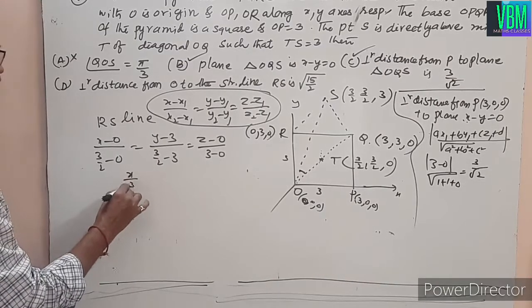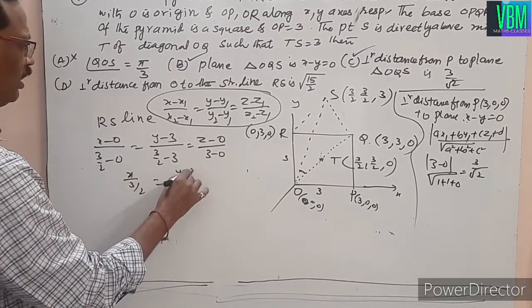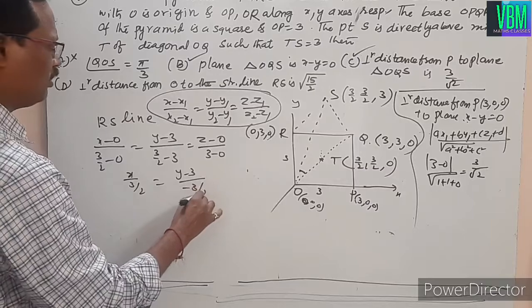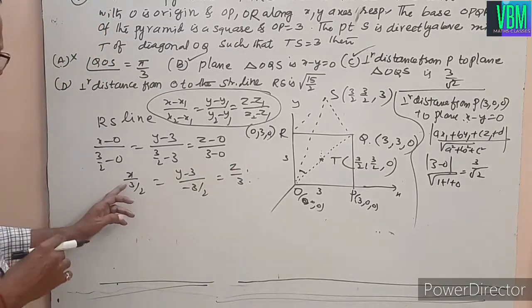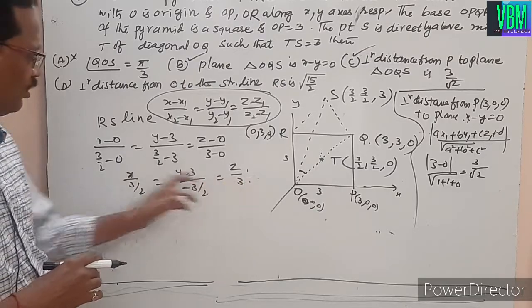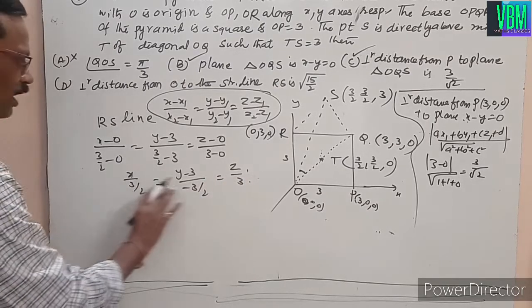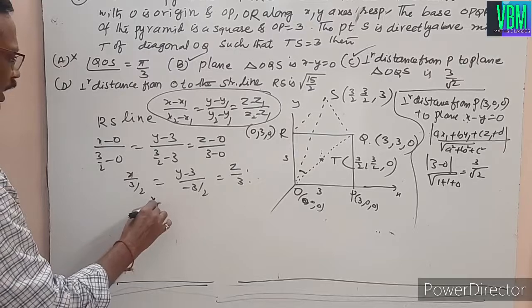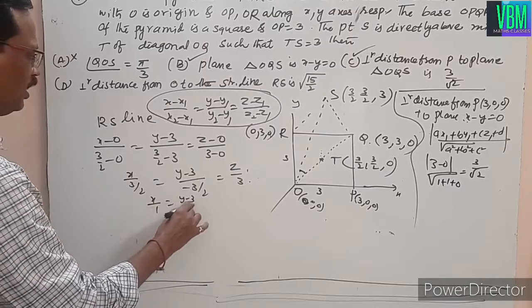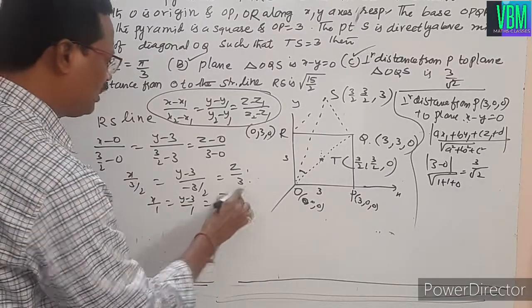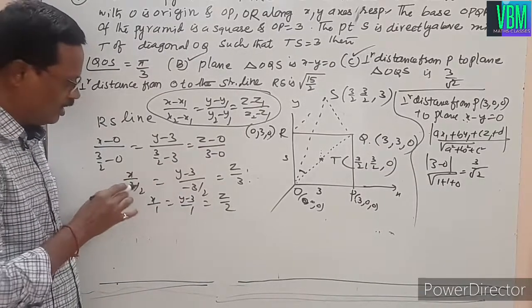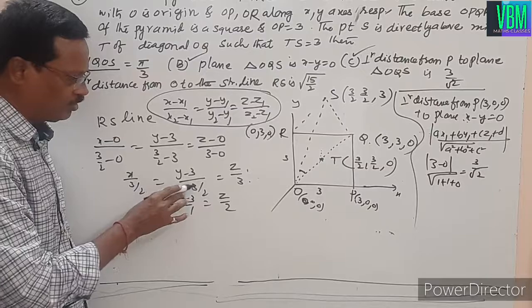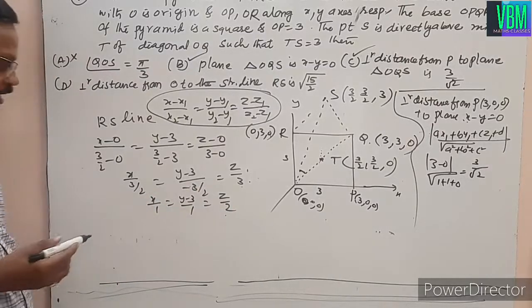X by 3 by 2, y minus 3 by minus 3 by 2, z by 3. Now all of these are divided by 3, so the 3 cancels. Multiply with 2, then what do we get? X by 1, y minus 3 by 1, z by 2. Is it correct? Denominator divided by 3, 3 will be cancelled. Multiply with 2 each, and 2 will remain.